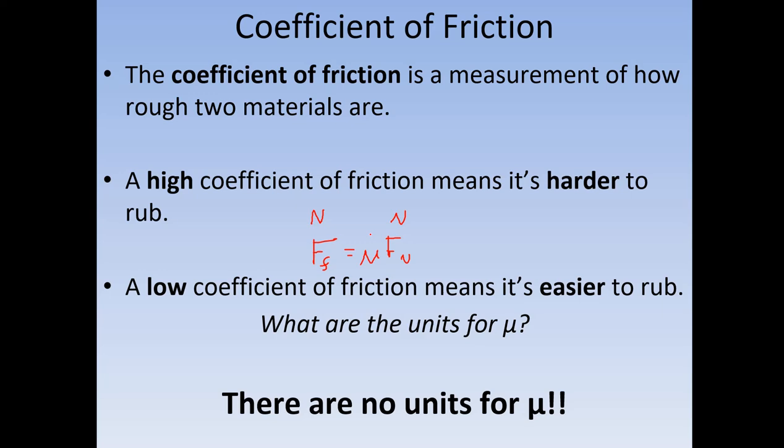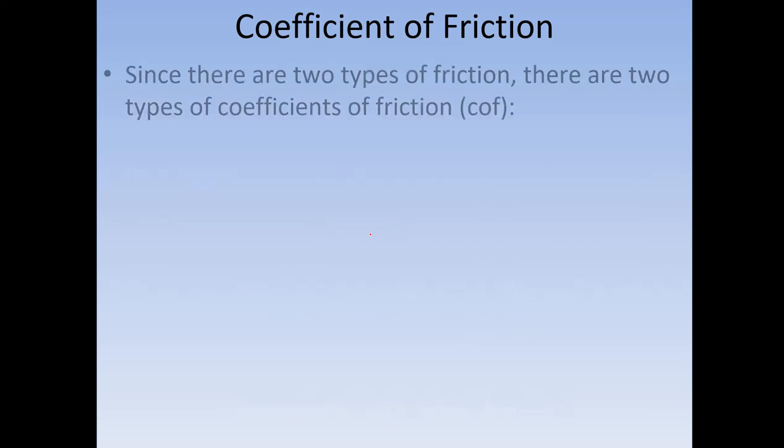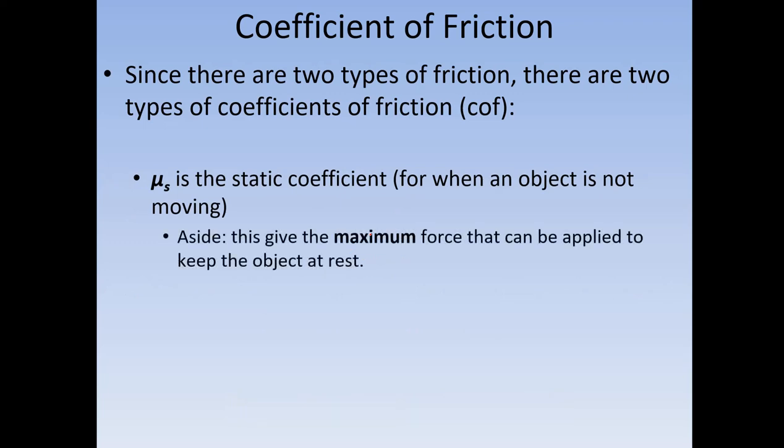You can see this because there's actually a table on your reference table of all the coefficients of friction. It's on the front page, bottom right. You'll notice none of those numbers have units, basically because mu has no units. Now there's two different types of friction, meaning that we're going to have two different mu's. The equation's the same. What's different is the mu term.